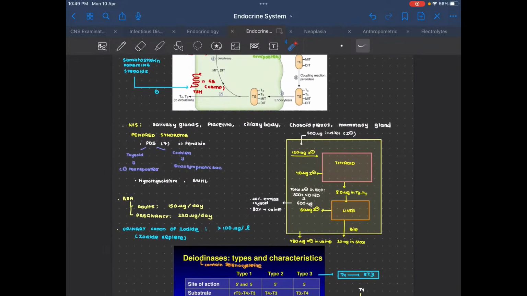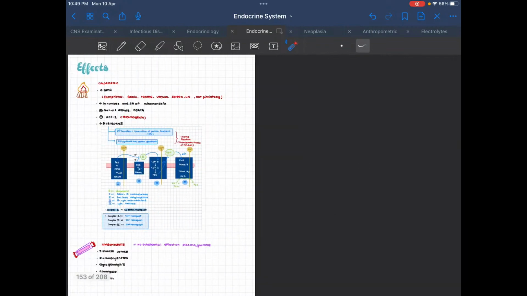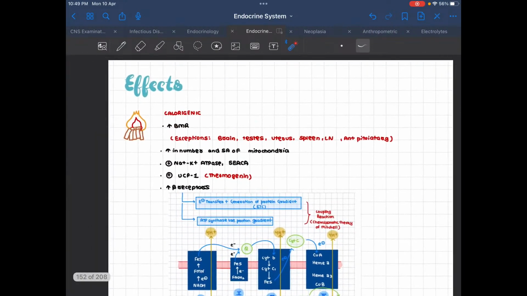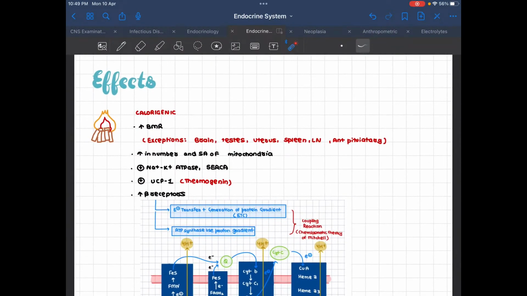Okay? Right. So what are the different effects of the thyroid hormone? Let's rush a bit. The different effects include that it's calorigenic. It's going to increase the basal metabolic rate. It's going to increase the number and surface area of the mitochondria. It's going to stimulate the activity of sodium potassium ATPase. It's going to stimulate the activity of sarcoplasmic endoplasmic reticulum calcium ATPase, which we already studied in muscle contraction. It's going to induce this protein known as uncoupler 1, UCP1.